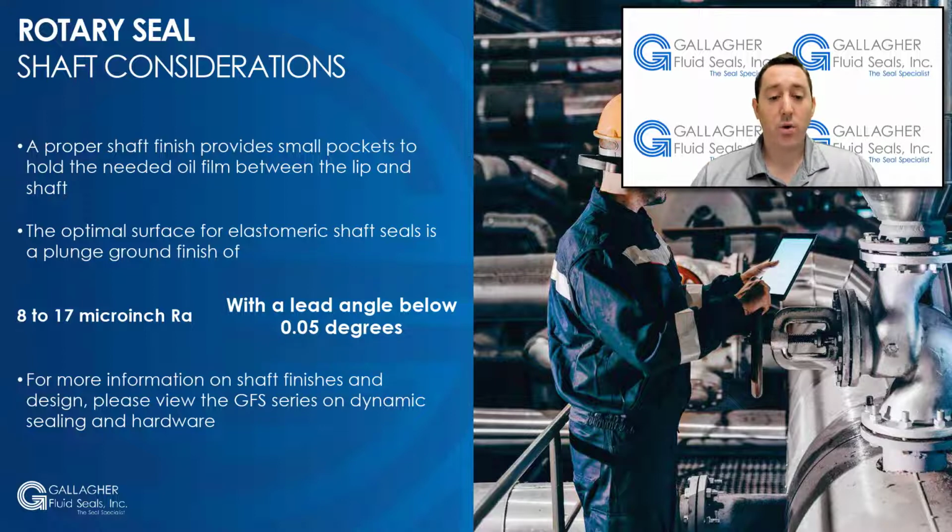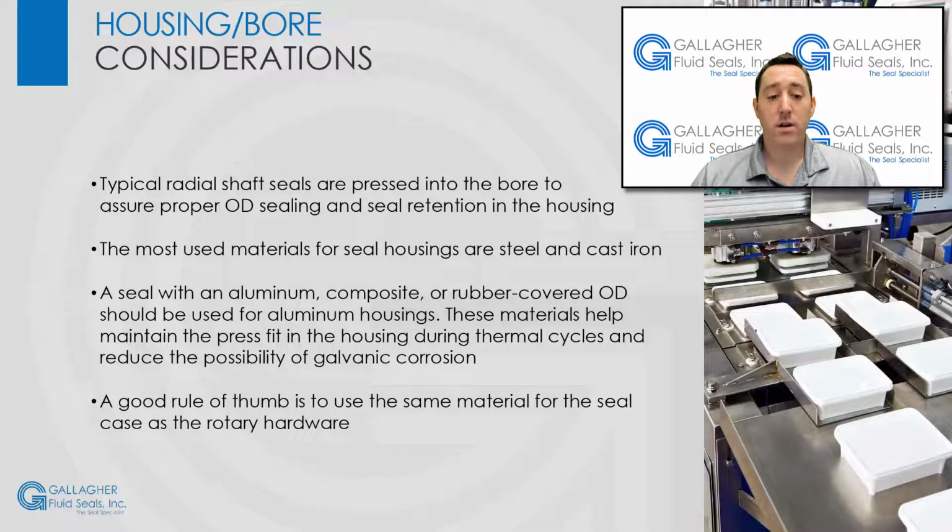Recent studies show that the RA measurement alone is insufficient to quantify a proper surface. For more information on shaft finishes and design, please view the GFS series on dynamic sealing and hardware. Typical radial shaft seals are pressed into the bore to assure proper OD sealing and seal retention in the housing. The most used materials for seal housings are steel and cast iron.